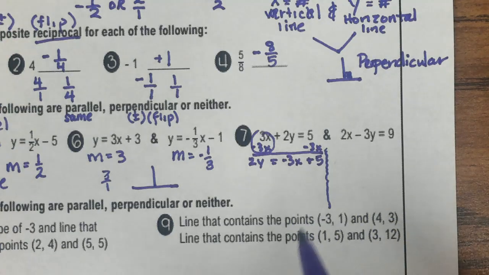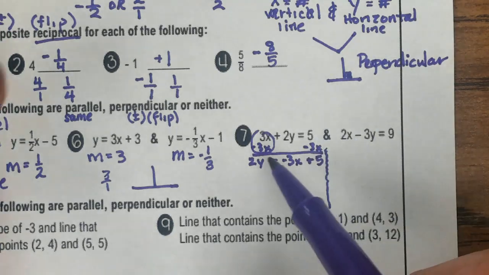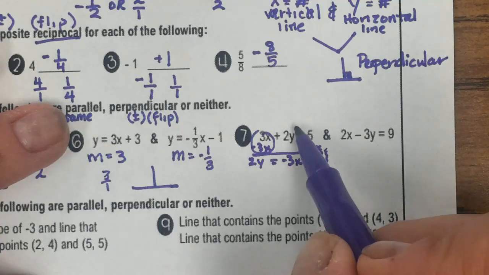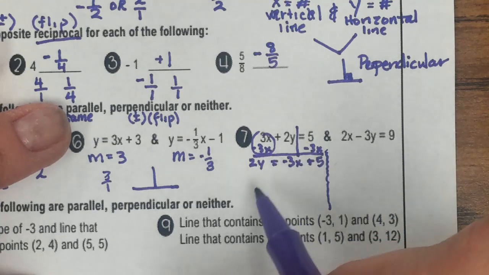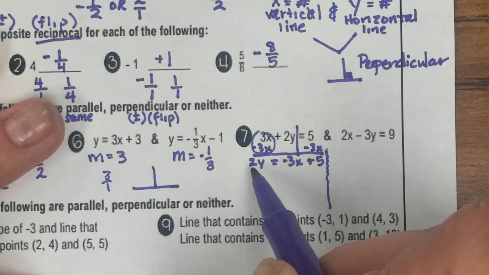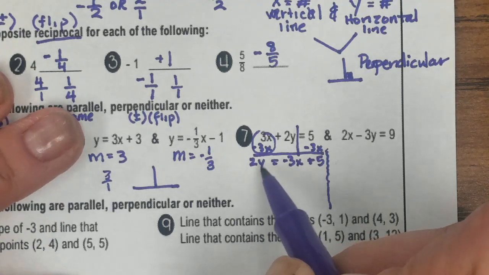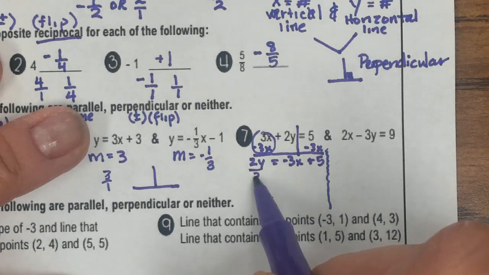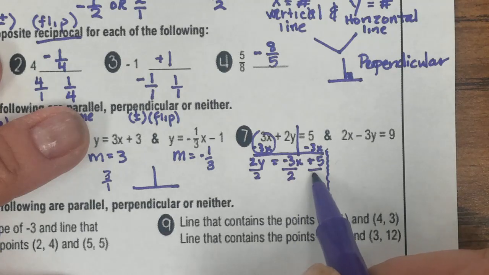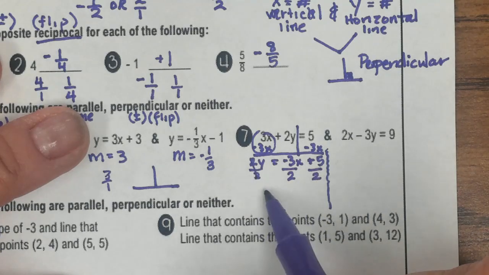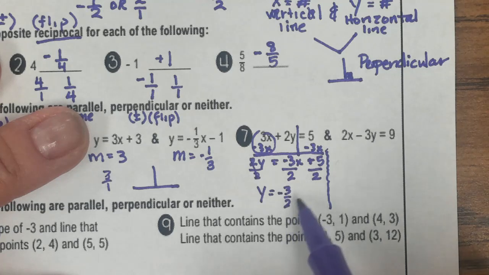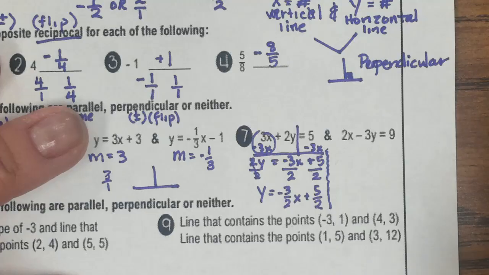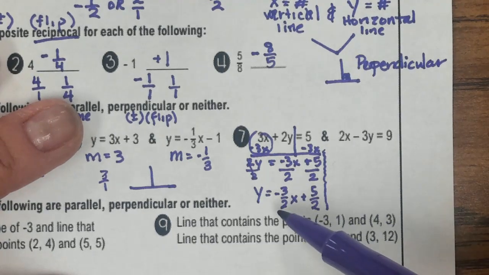Take a breather. If you didn't understand what I did, rewind this so you can see what's left over. The -3x is left over plus 5. Next, I'm going to need the y by itself. Well, because this is multiplying, I'm going to divide by 2. Do all the way across. So now I have y equals -3/2 x plus 5/2. And all I care about is the slope. Okay?